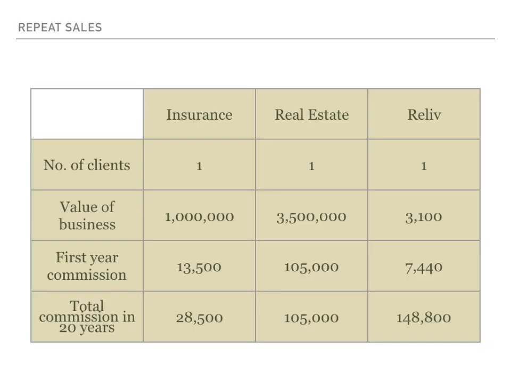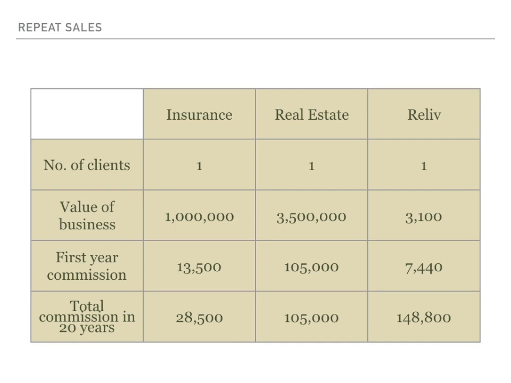And in terms of repeat sales, if you're in insurance and you have one client buying a 1 million insurance from you, you will earn 13,500 on your first year commission. Your total commission in 20 years is 28,500. If you're in real estate and you sold one condominium at 3.5 million, you have 105,000 commission. But you have no residual, so your total commission is 105,000.